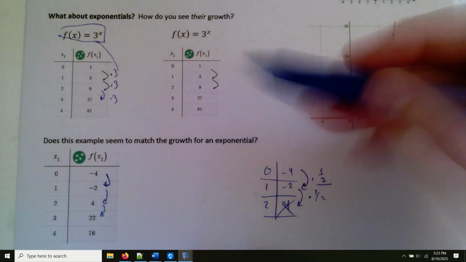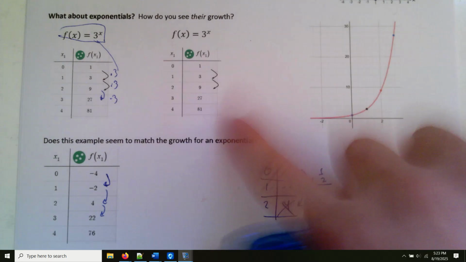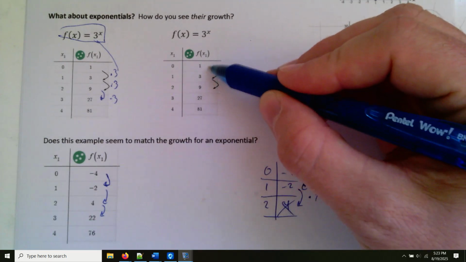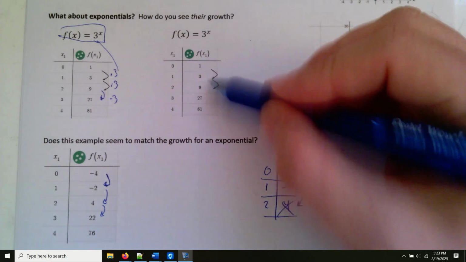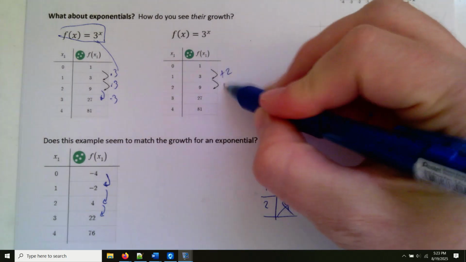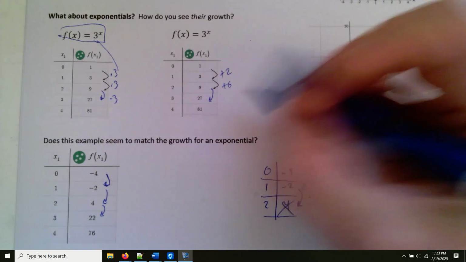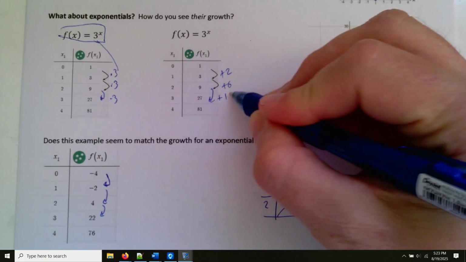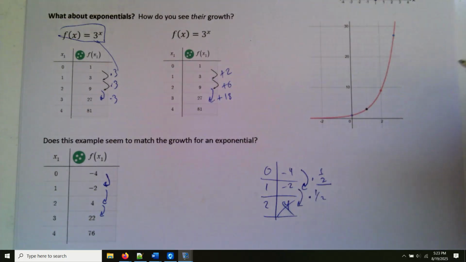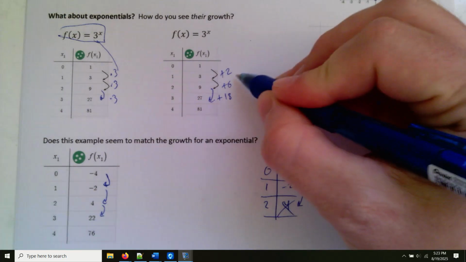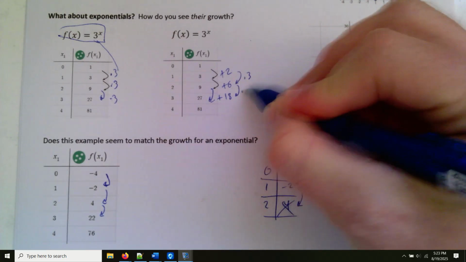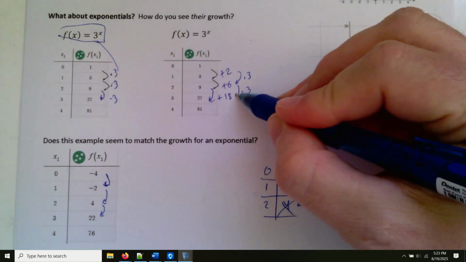A lot of students, when I ask them to look at the growth, do the same thing. They look at how the y values are increasing, so they're figuring out what you have to add. So 1 plus 2 gets to 3, 3 plus 6 gets to 9, 9 plus 18 gets to 27. And you might notice now another pattern. Now we do have multiplication by 3.